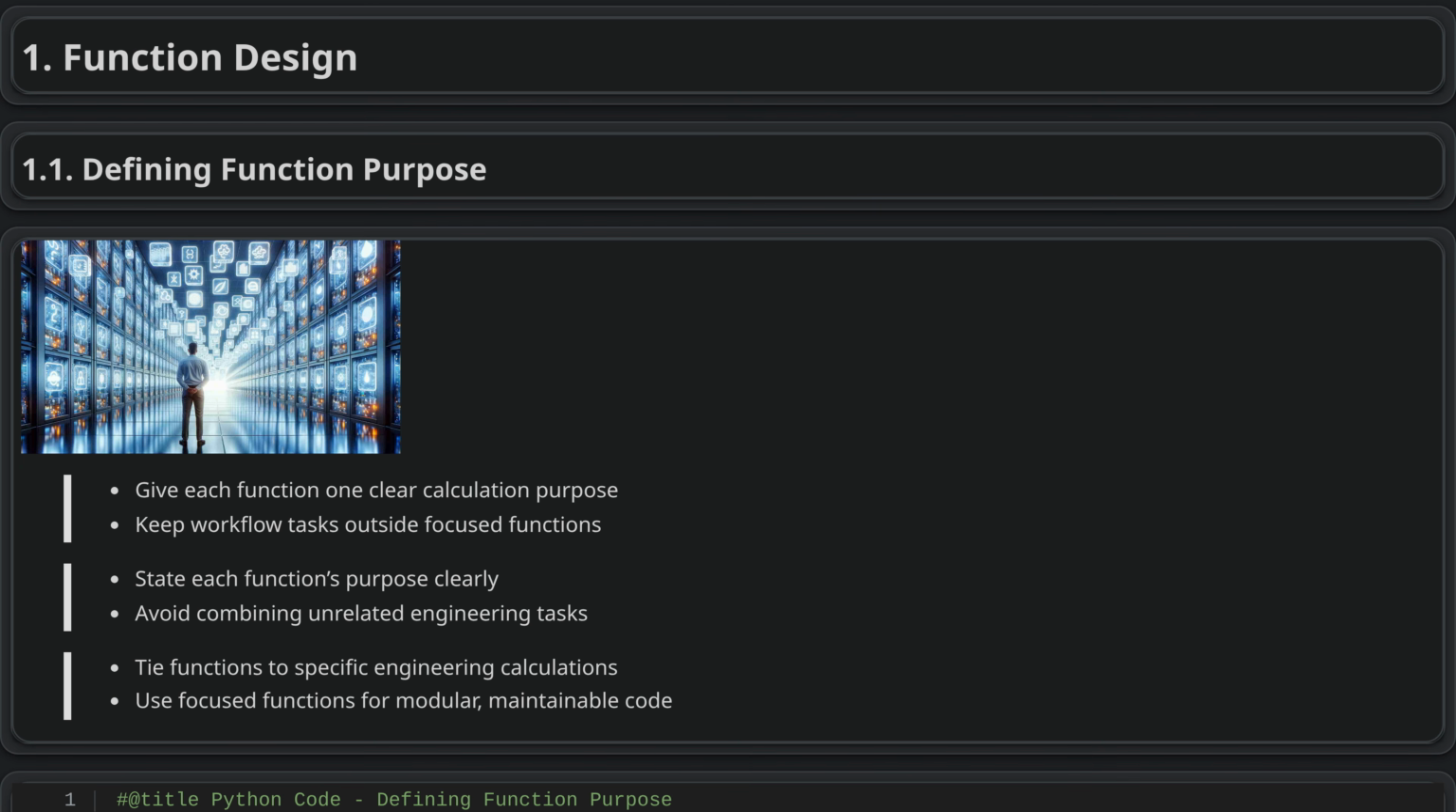Function design. Defining function purpose. Define a function by the single engineering calculation it performs, such as finding pressure drop, beam load, or heat loss. A clear, focused purpose makes the function easier to name, test, and reuse. Avoid mixing the calculation with unrelated work, like user input or report generation.